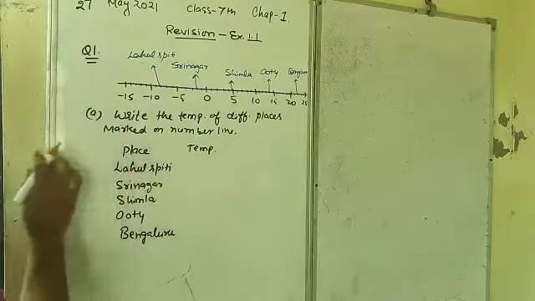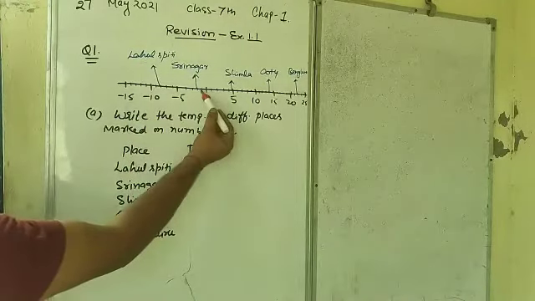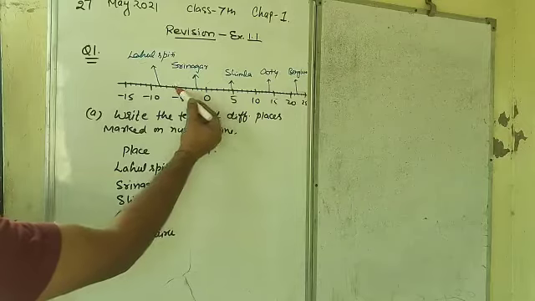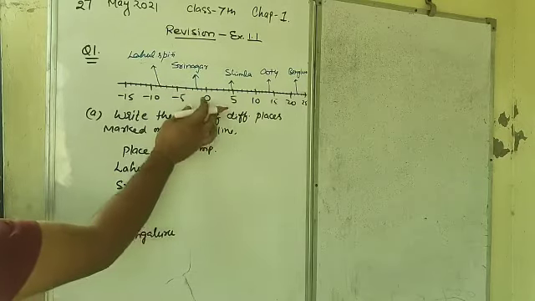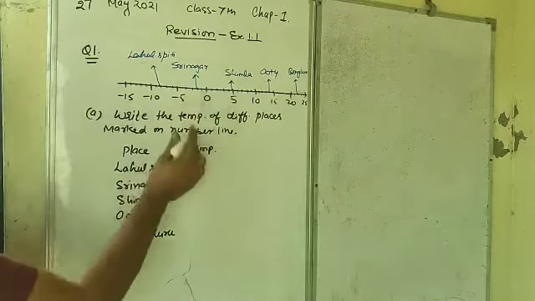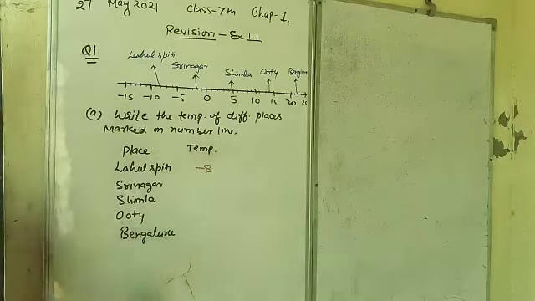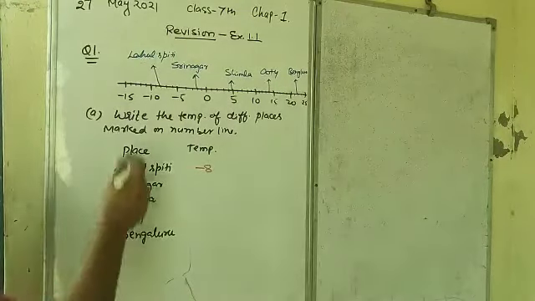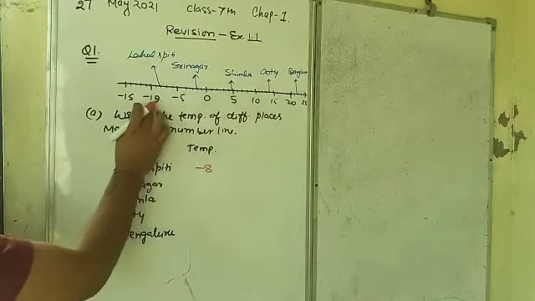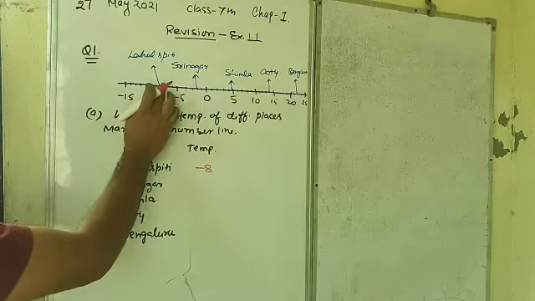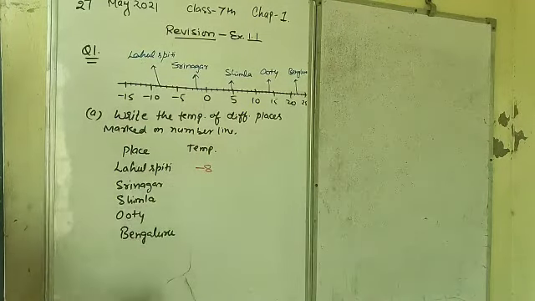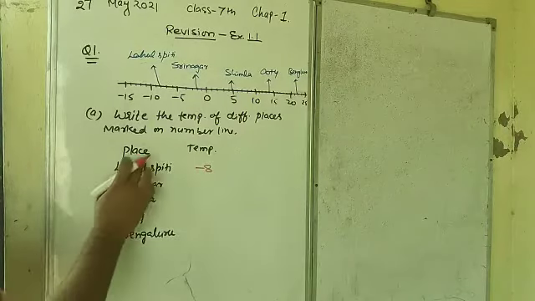What is the temperature of Lahul Spiti? Counting from here, 1, 2, 3, 4, 5, 6, 7, 8. Because it is on the left hand side of the 0, it is minus 8. Or you may say just 2 points on the right hand side of minus 10, so minus 9 and minus 8. It will become -8.